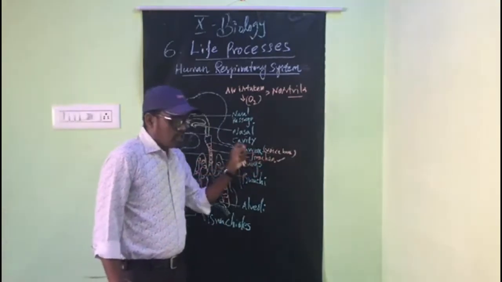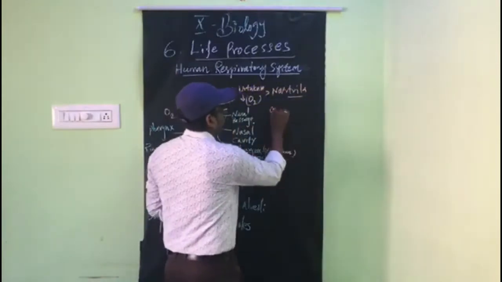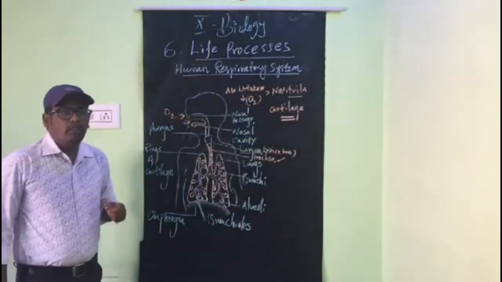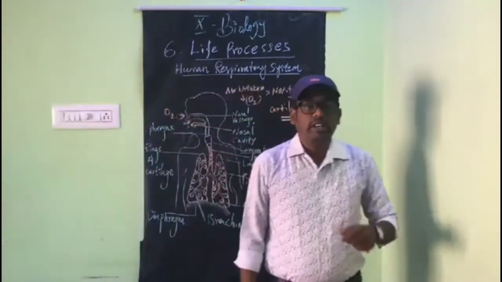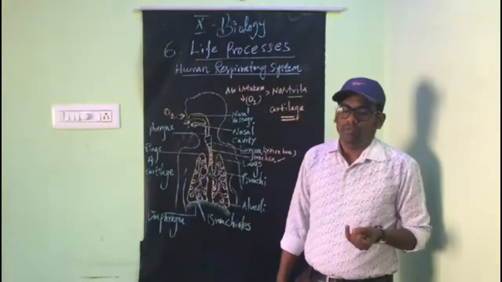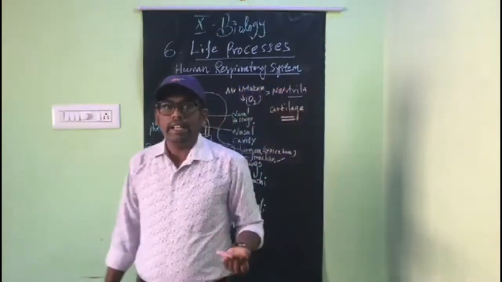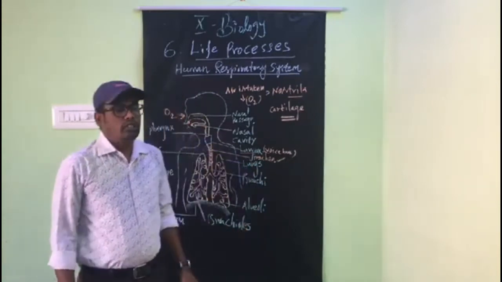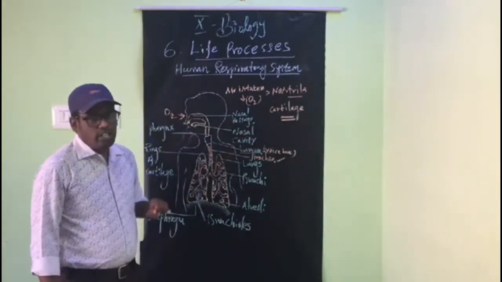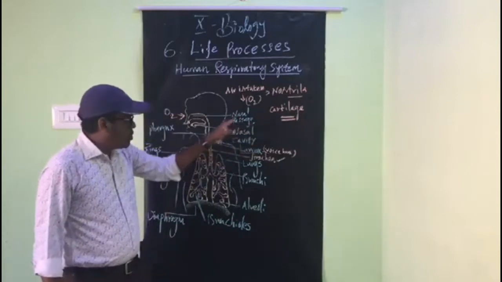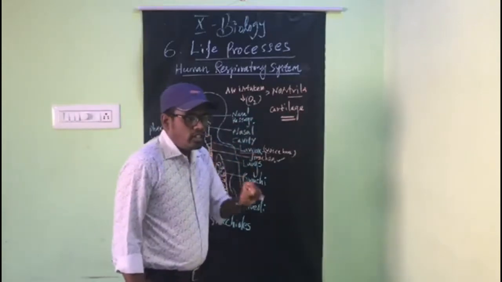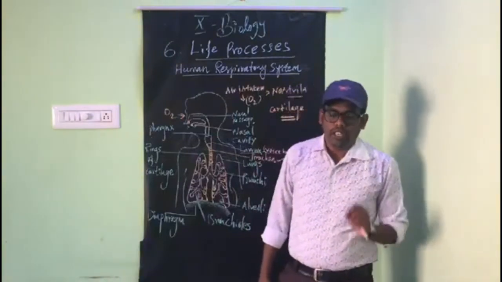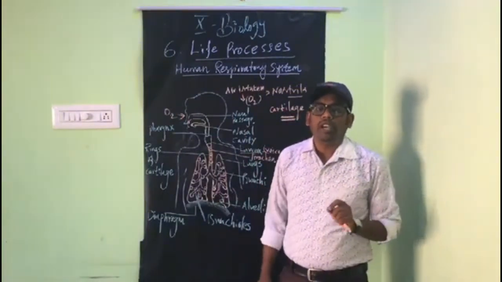And the trachea is made of cartilage. What is cartilage? Cartilage is a type of connective tissue. Last year you studied connective tissues: blood is a connective tissue, cartilage is a connective tissue, tendon is a connective tissue, areolar is a connective tissue. Cartilage is present in the trachea, and it prevents the collapse of the air passage.